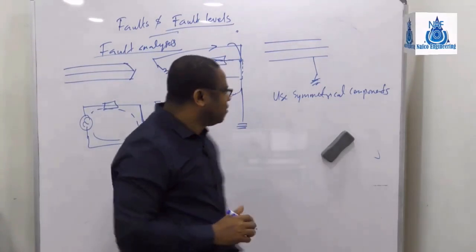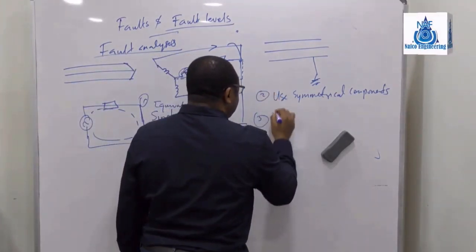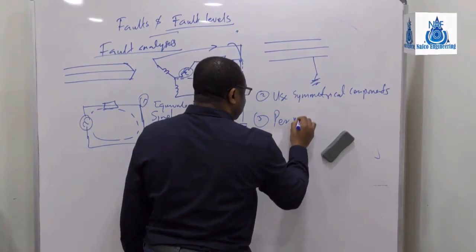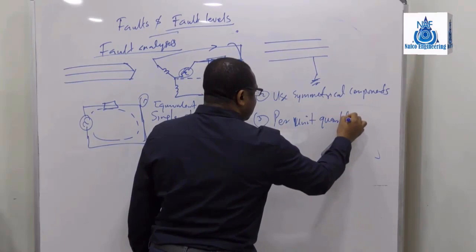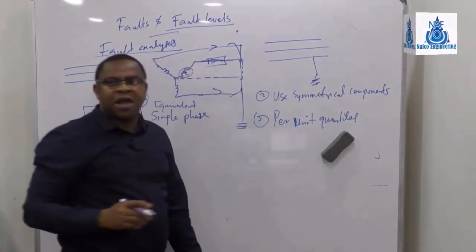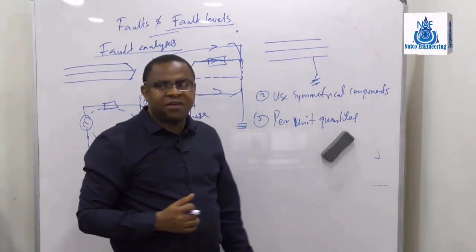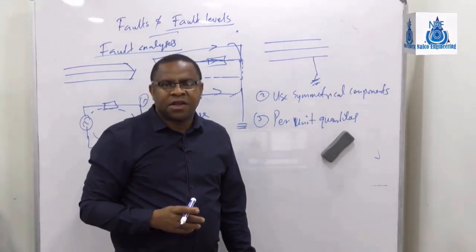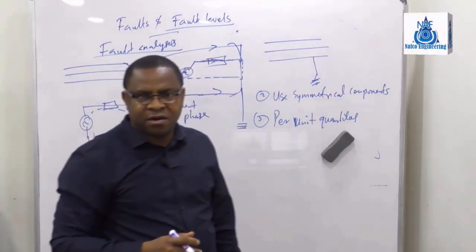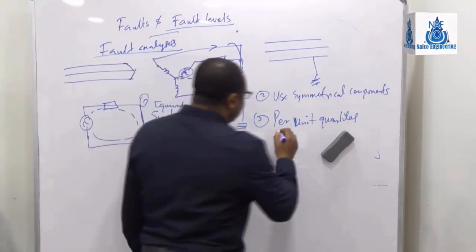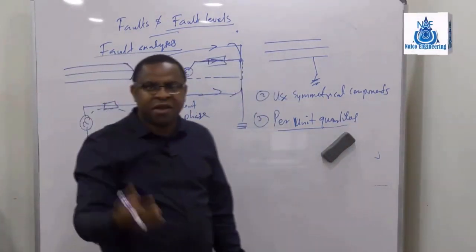So that's the first one, and then the second one. And then the third one is the use of per unit quantities. So we're going to look at that also. You can use per unit quantities to analyze faults. Now, let's start with the last one, the use of per unit quantities. I'm just going to explain, all right?